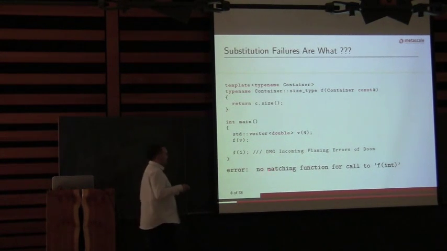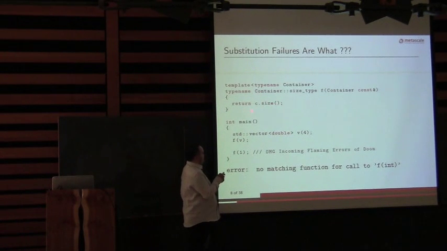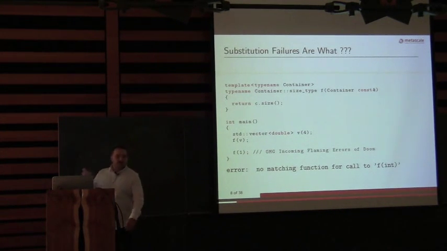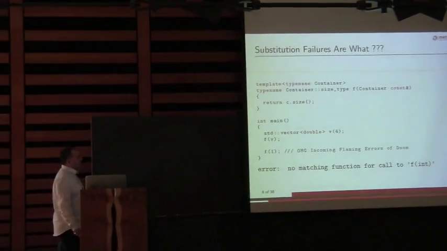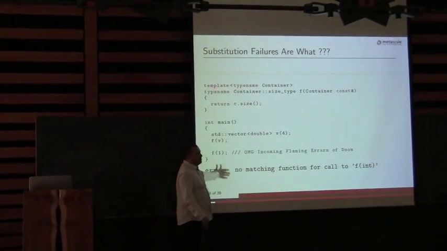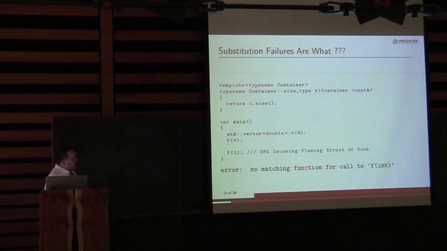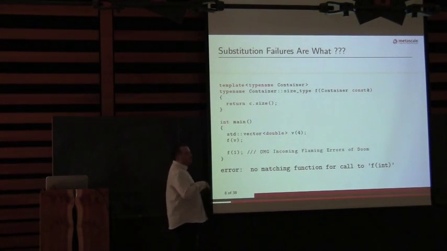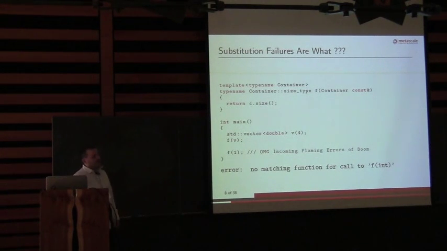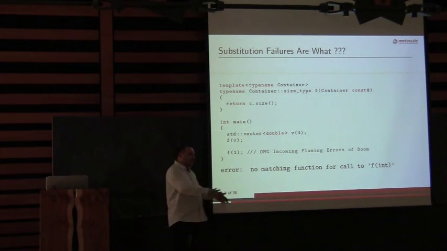Well, so what happened? This is clearly wrong code, and this one too, but this one first, is clearly a wrong call if container is substituted by int. There is no internal typedef called size_type inside int. But instead of having a wall of errors telling me that there is no such type defined in int and blah, blah, blah, I just got that. So all happens as if the compiler says, okay, I will try to look at this if container is equal to int. And as I cannot make any sense of what you're writing with container substituted by int, I will just forget this function exists at all. And I will go and see what I can do with the rest of the code.